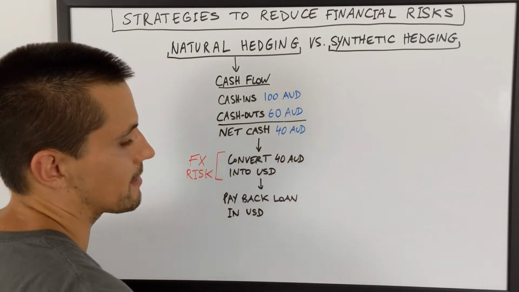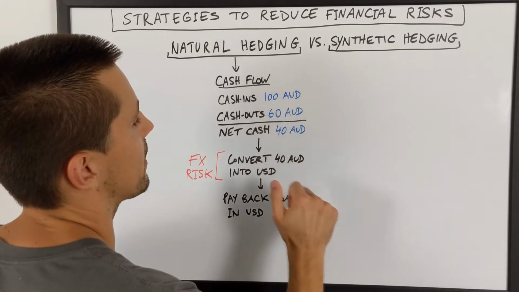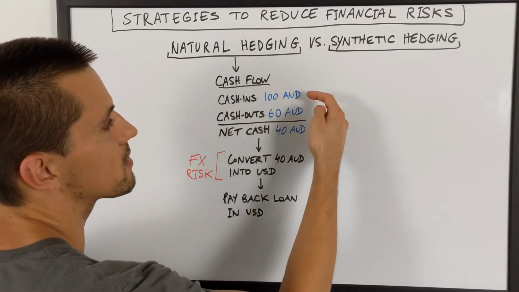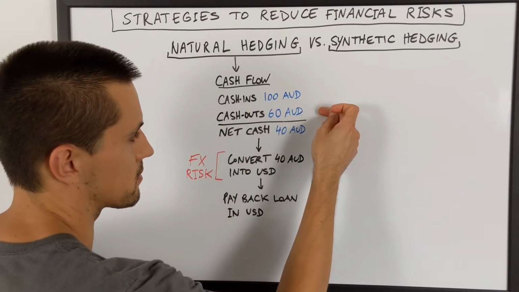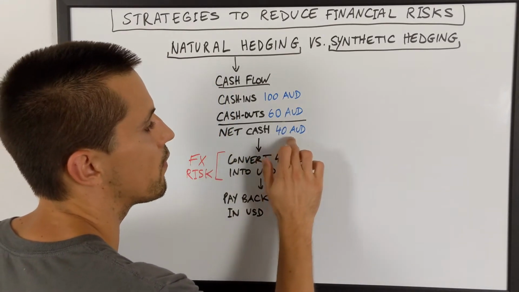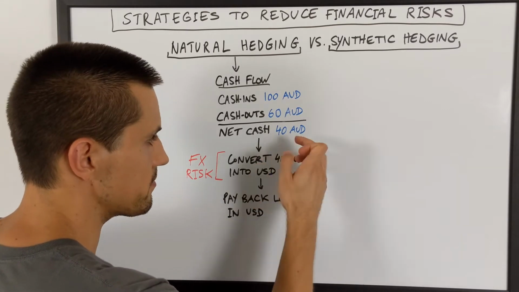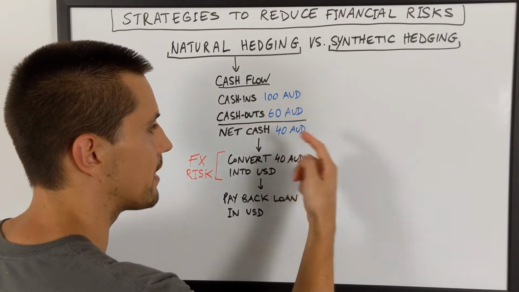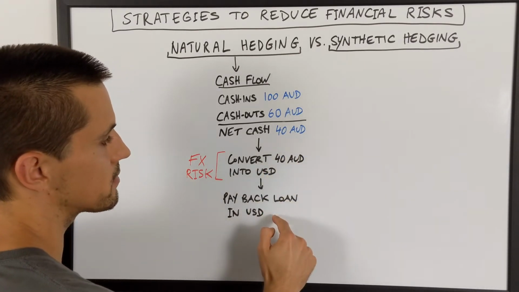Here in our cash flow, let's think about an airline who sells tickets in Australia, for example, and let's look at their cash flow. Imagine I'm a US airline. I just made a sale of $100, cash coming in, 100 Australian dollars, and I have cash outs of 60 Australian dollars, which means that for my Australian business, I have a net cash per month of 40 Australian dollars. And in my company strategy, I decided that at the end of the month, since I am a US business, I'm gonna send these 40 Australian dollars into my US dollar account. So here I'm switching 40 Australian dollars into US dollars.